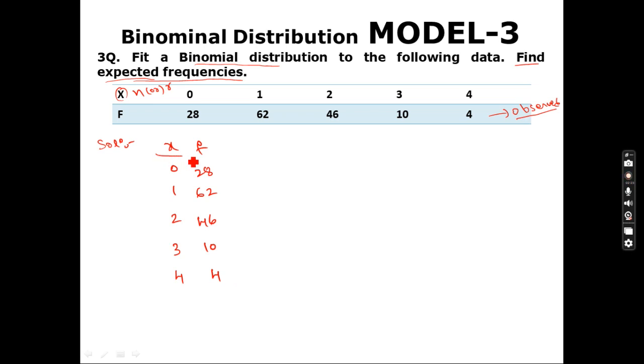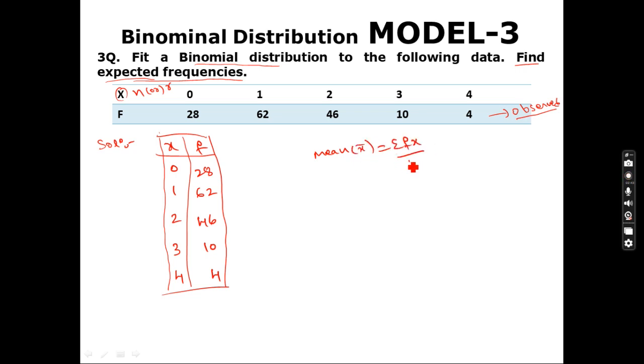Clear? As per the Business Statistics 1 problems, what type of problem is this? This is a discrete series problem, because x values and frequency values are given. So how do we find the mean? The mean, x bar, is equal to summation fx divided by N. This is the formula you need to write.